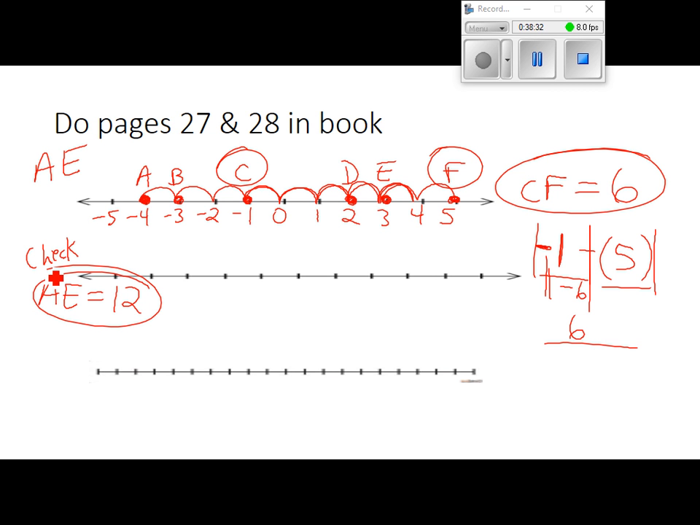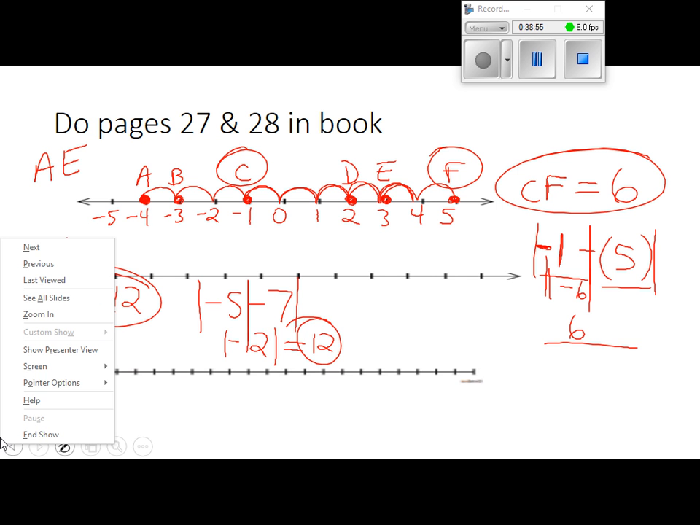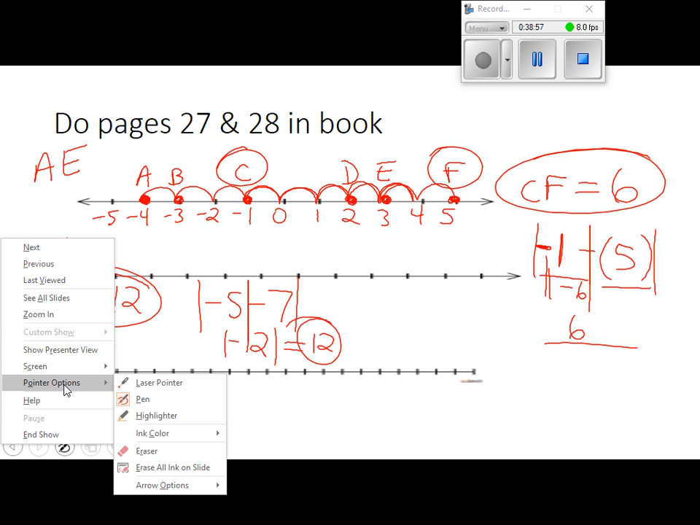Could we have done it the mathematical way? What was point A? -5 minus, what was point E? What's -5 minus 7? -12. What's the absolute value of -12? Number line's pretty easy, right?